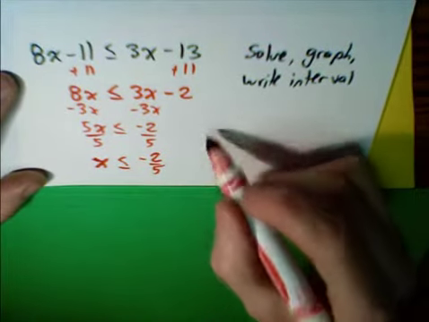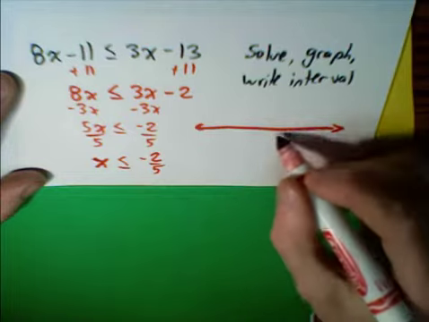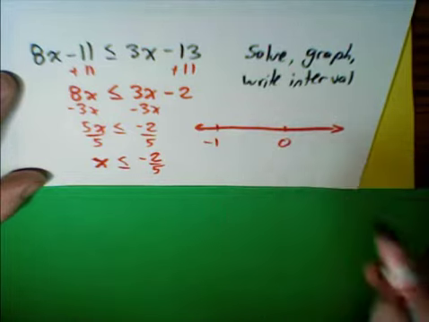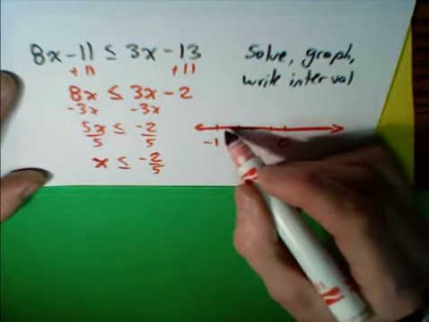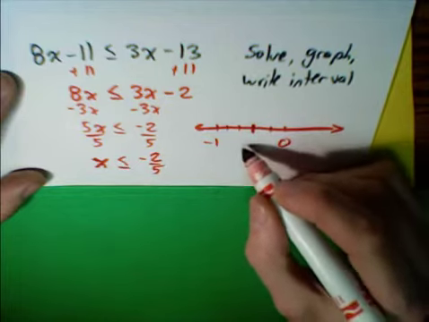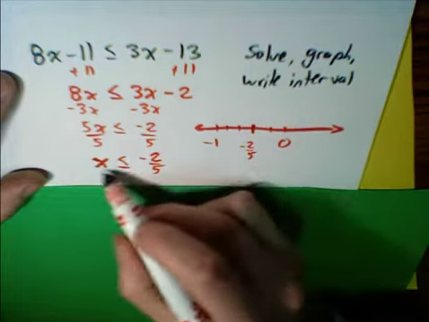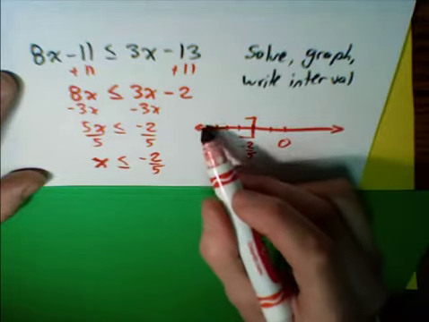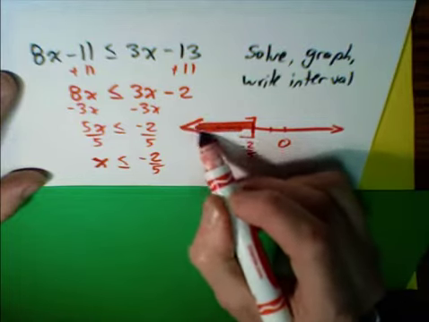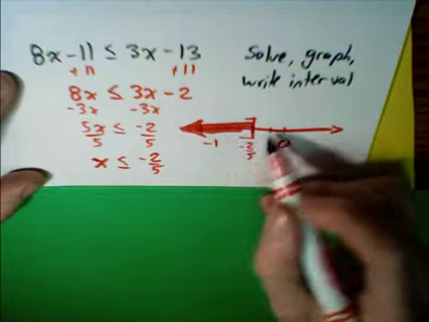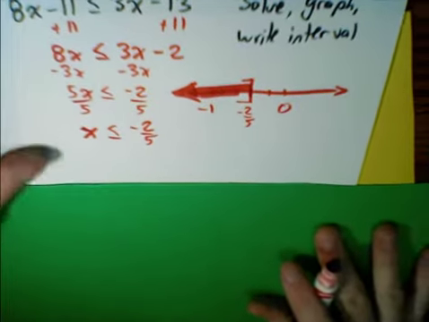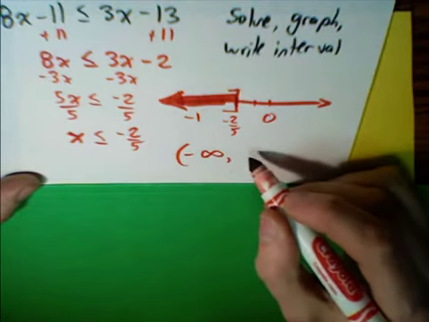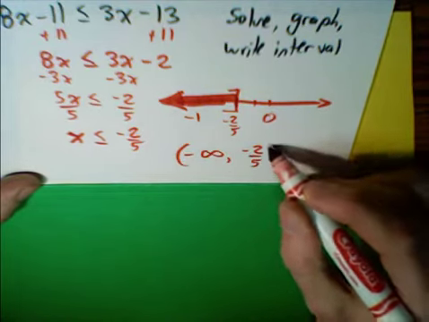To show this on a number line, if you want to include 0, here's negative 1. Negative 2/5 is about right here. X is less than or equal to, so we're going to have a hard bracket, and we're going to shade everything to the left. X is less than or equal to negative 2/5, which means our interval is going to start with a negative infinity and go to negative 2/5 with a hard bracket.